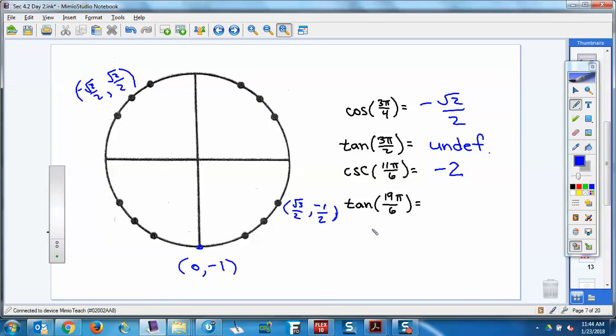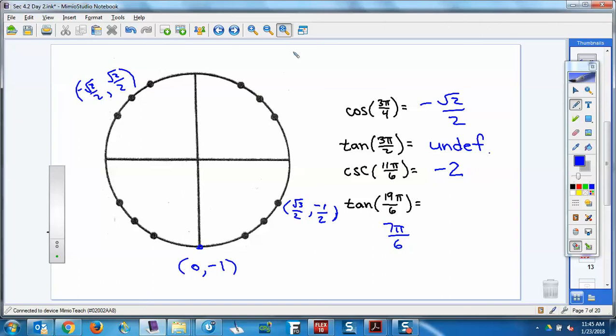Okay. What about 19 pi over 6? Where is that one at? What quadrant is that in? That is in 3. Now, you can count and go around, or you could just, remember we talked about coterminal, add or subtract 360, or add or subtract 2 pi. So to me, when I get a big one like that, I think about 2 pi would be 12 pi over 6. So if I take off 12 pi over 6, this would be the same as 7 pi over 6.